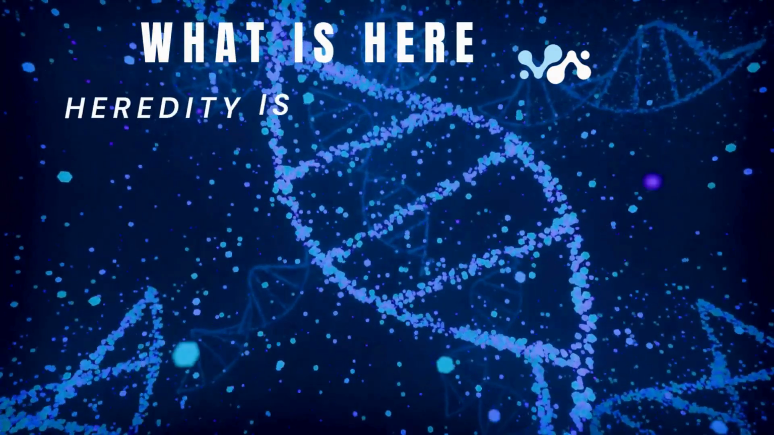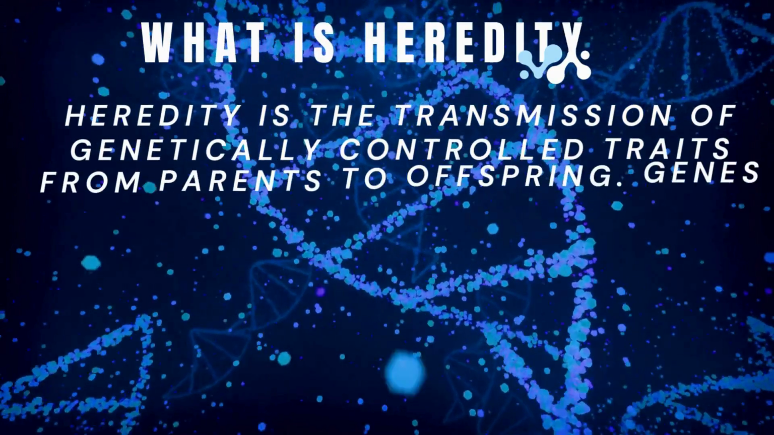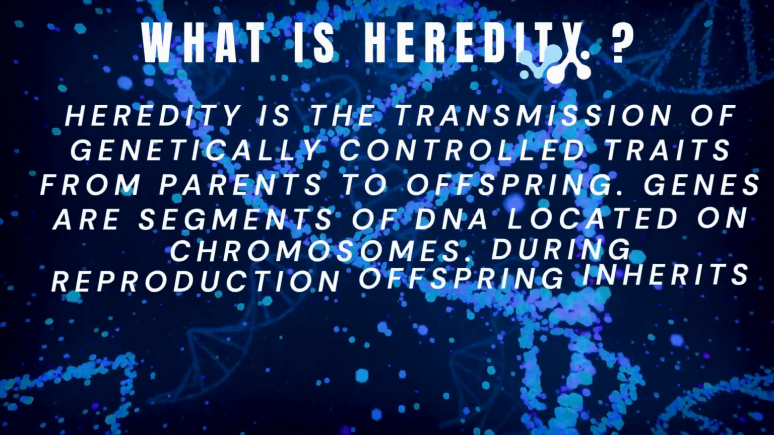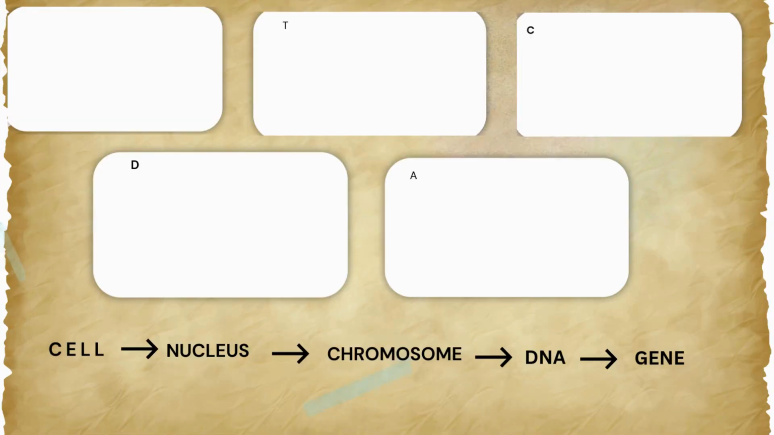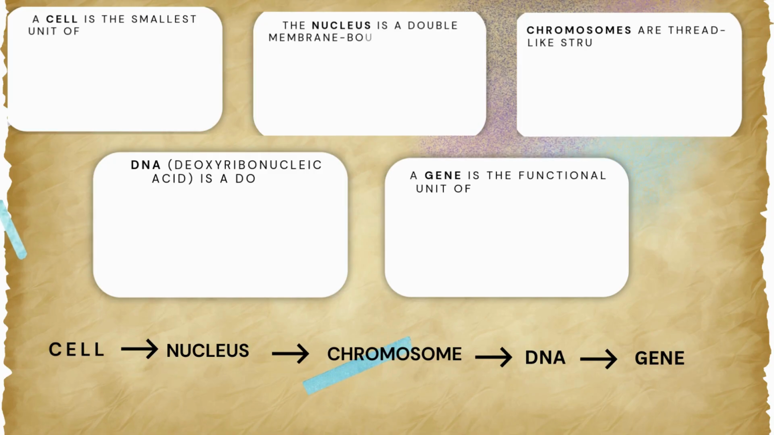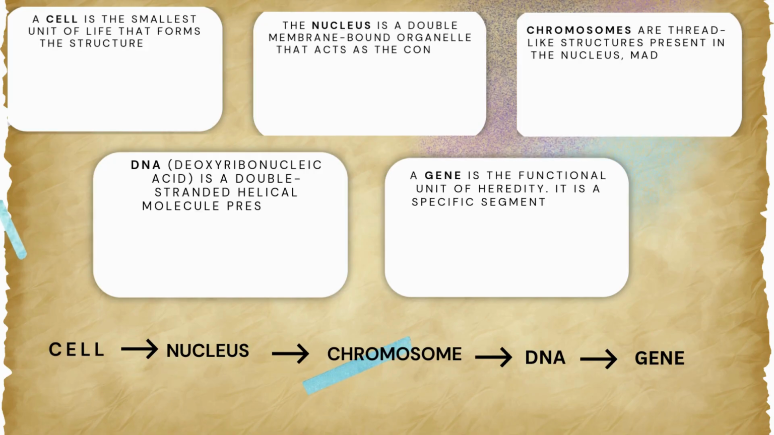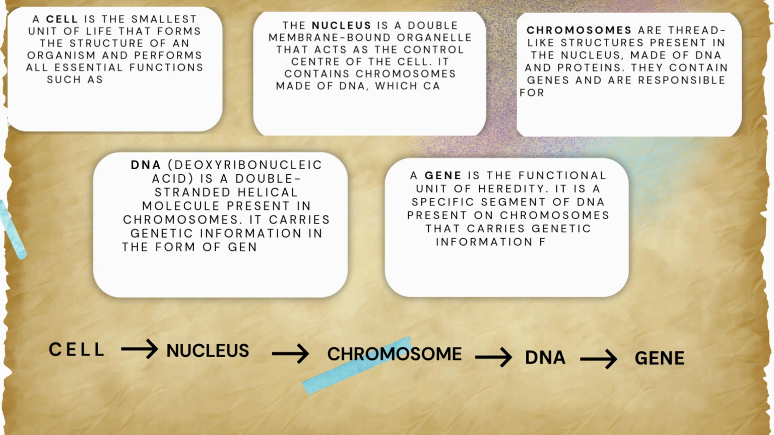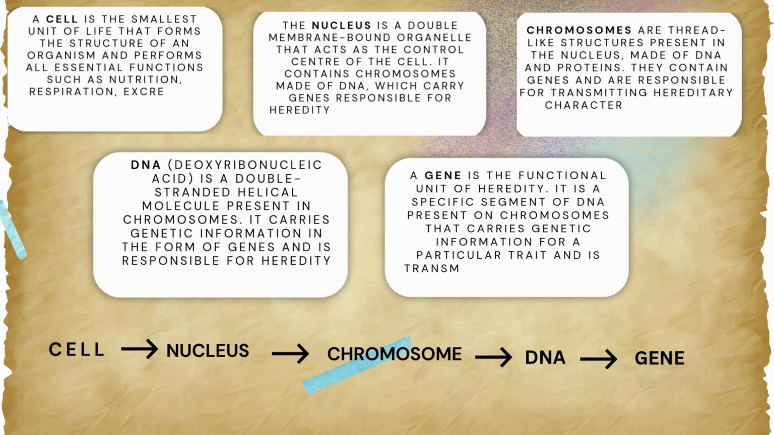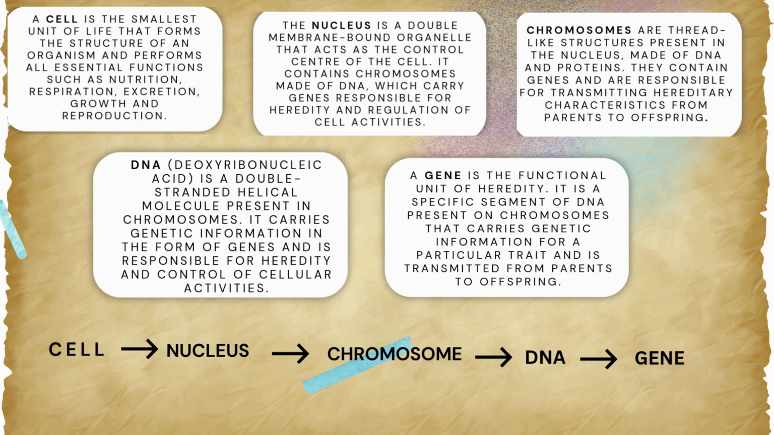Heredity is the process by which parents pass their traits, like eye color, height, hair type, blood group, to their children. You didn't choose your traits, they were quietly written inside you. The concept of heredity cannot be completed without hierarchy. Inside the nucleus of every cell in our body, there are chromosomes. Chromosomes are made of DNA, and small segments of DNA are called genes, and genes are the functional units of heredity.